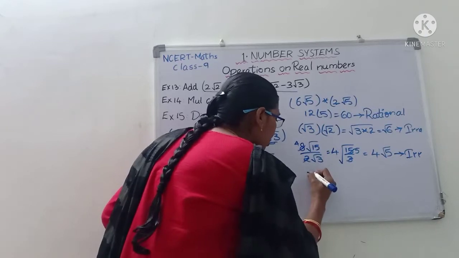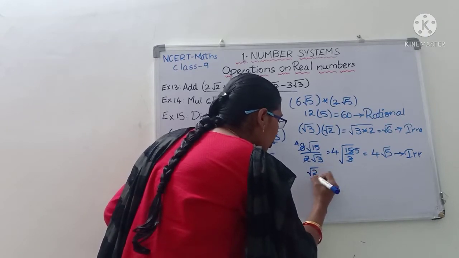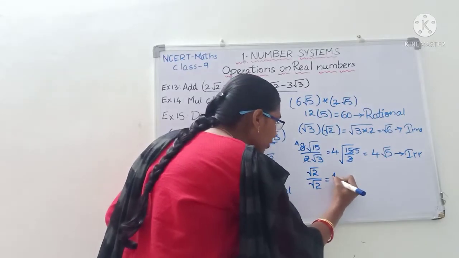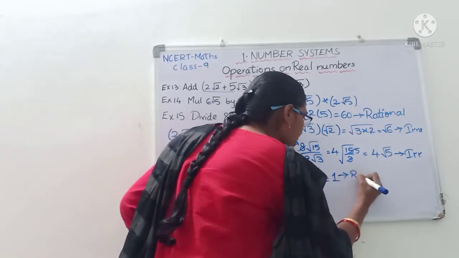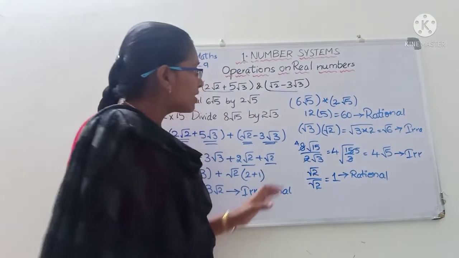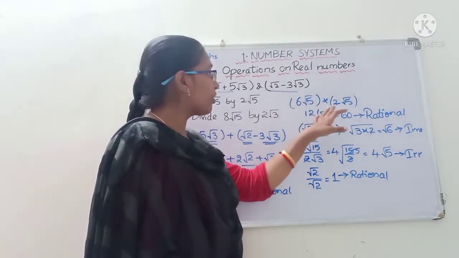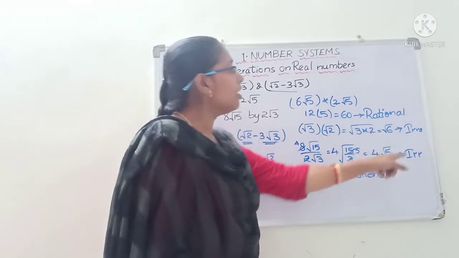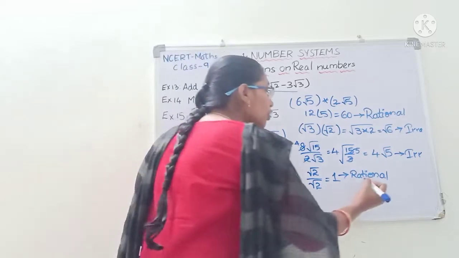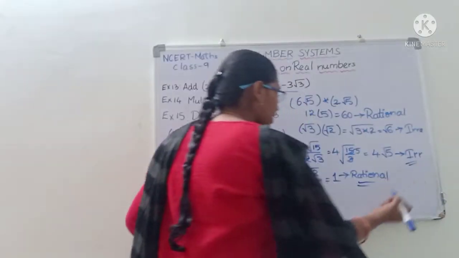Let's take another example. Let's do root 2. Root 2 is an irrational number. Divide it by root 2 itself. What do you get? You get 1. 1 is a rational number. So, sometimes when you multiply two irrational numbers, you can get a rational or an irrational number. When you divide two irrational numbers also, you can get a rational or an irrational number.